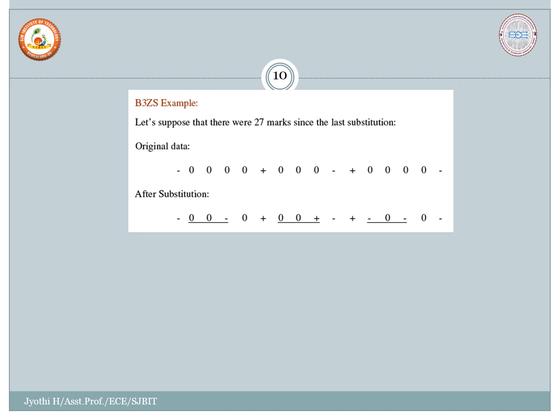So the original data is 1 followed by 4 zeros, and 1 followed by 3 zeros, and 1 followed by 3 zeros, and double 1 followed by 4 zeros. So this is the line coding technique. This is a bit stream. So the original data is going to be converted into a bipolar technique. Later it is going to be converted to B3ZS. It is considered as the odd number of 1s.